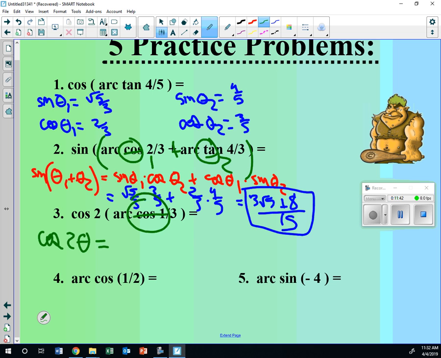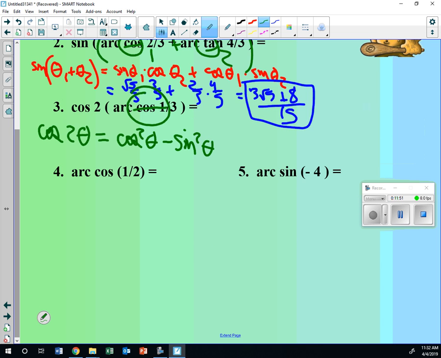So this was the cosine squared of theta minus the sine squared of theta. Here's what I'm going to have you do. Now, with this one, I want you to make the triangle, find sine theta, cosine theta, and then plug these in and see what you get.